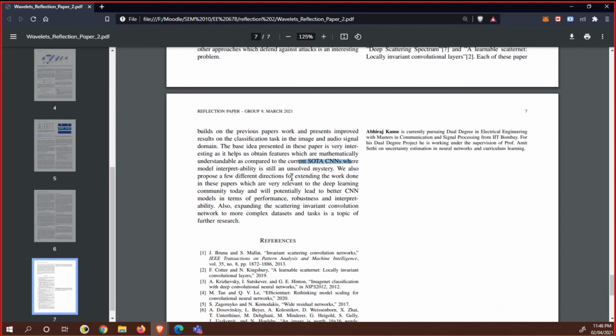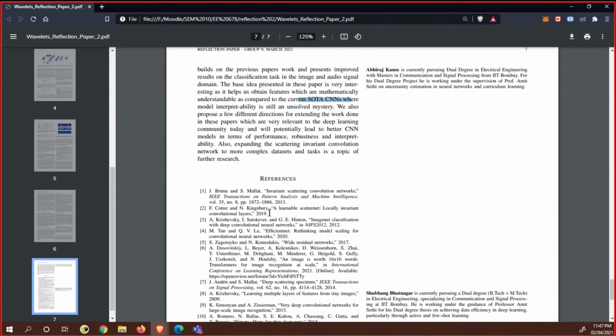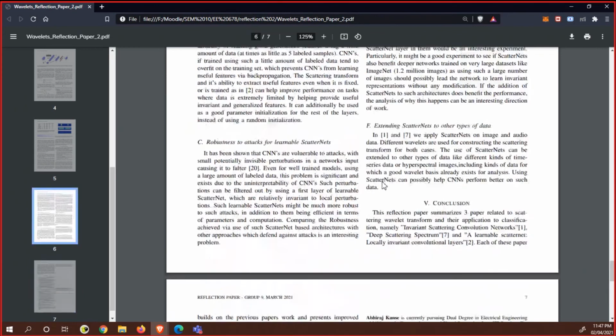In this reflection paper, we have also proposed a few different directions in which the work on scattering wavelet transform could be extended. We feel that the extensions are quite relevant to the deep learning community today, and will potentially lead to better CNN models in terms of performance, robustness, and interpretability. We also feel that expanding the scatternet invariant convolution to more complex data sets is still a topic of further research. So yeah, with this we conclude our presentation.